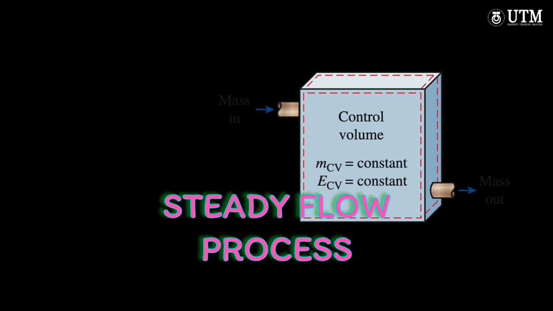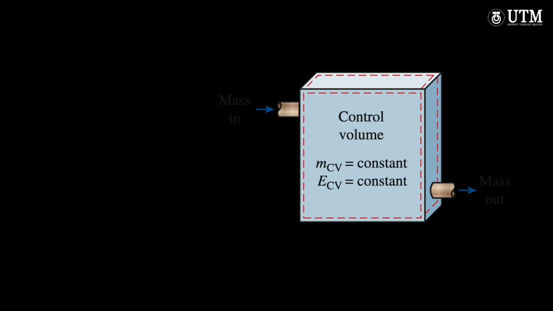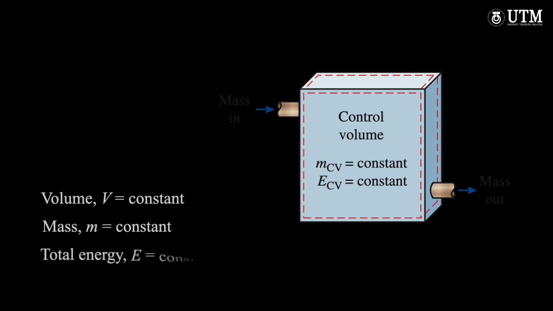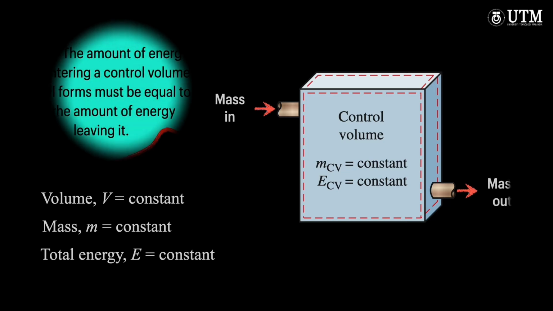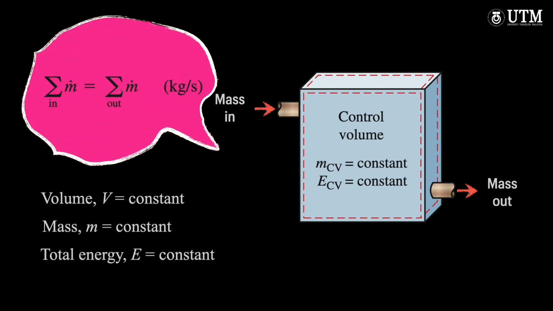During a steady flow process, no intensive or extensive properties within the control volume change with time. Thus, the volume V, the mass M, and the total energy content E of the control volume remain constant. As a result, the total mass or energy entering the control volume must be equal to the total mass or energy leaving it. These observations greatly simplify the analysis.